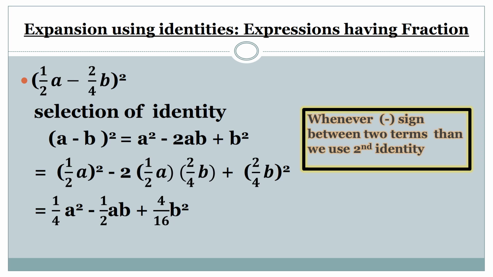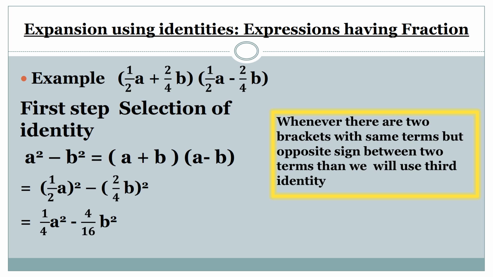In this question, I take a similar expression, but the only difference is the sign. There is a minus sign between the two terms. So students, when there is a minus sign between two terms, you can select the second identity and the remaining procedure remains the same. You take the square of the first term and the square of the second term, and the only difference is that when there is a plus sign, there will be a plus sign before 2ab, but when there is a minus sign, there is a minus sign with 2ab.